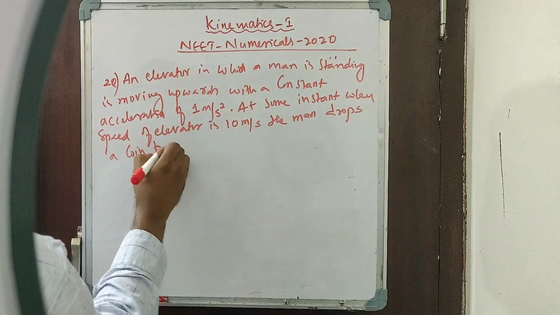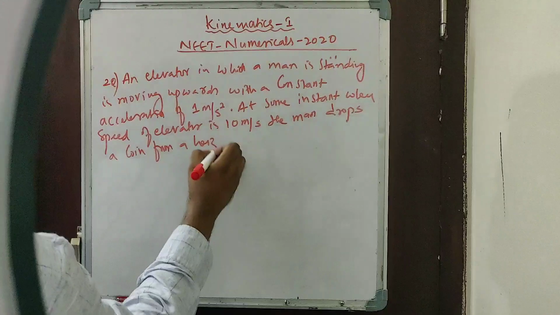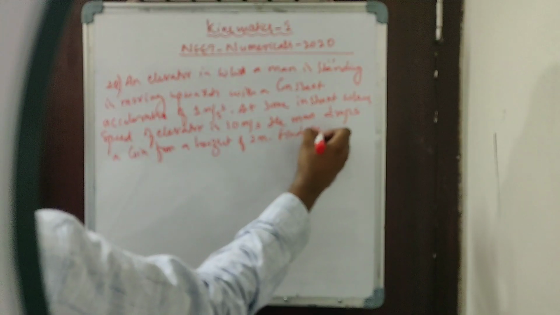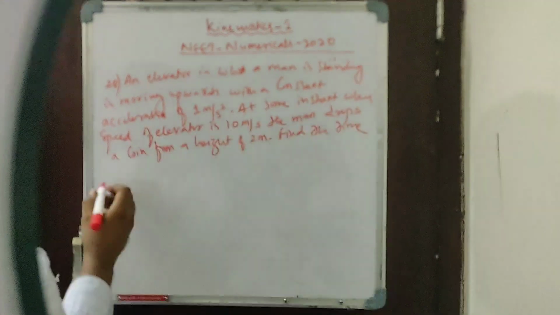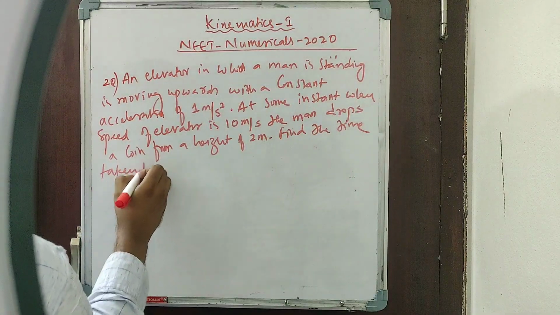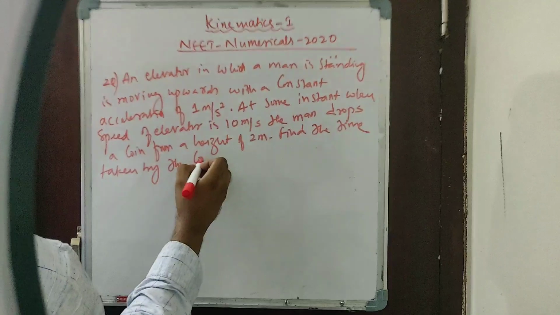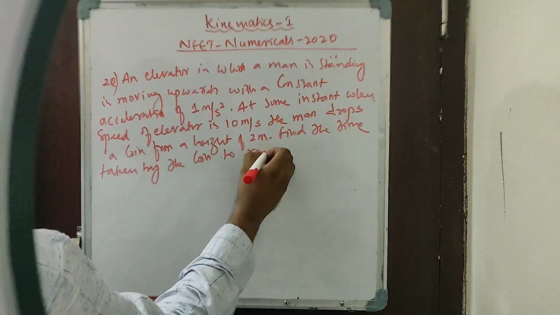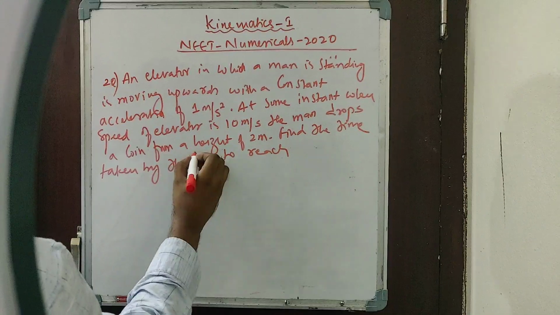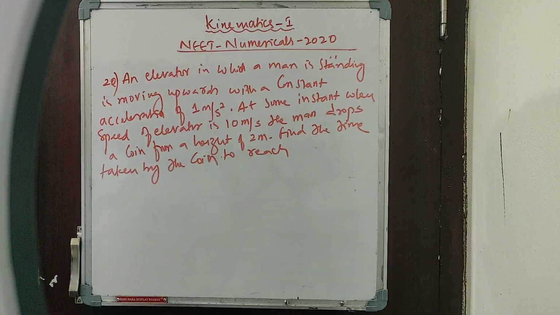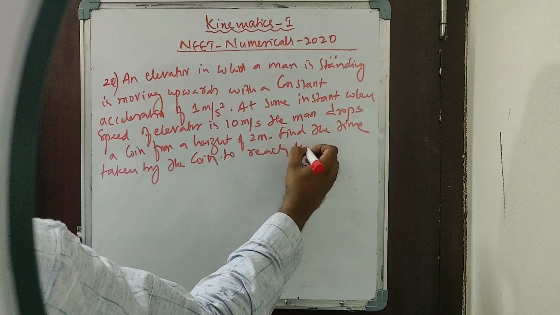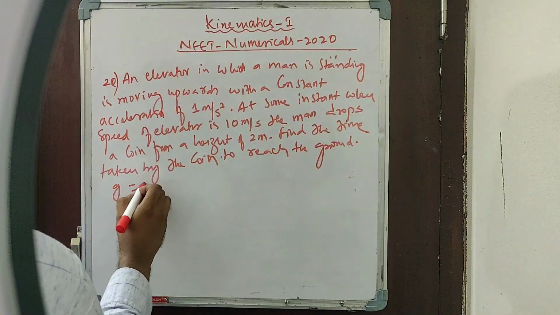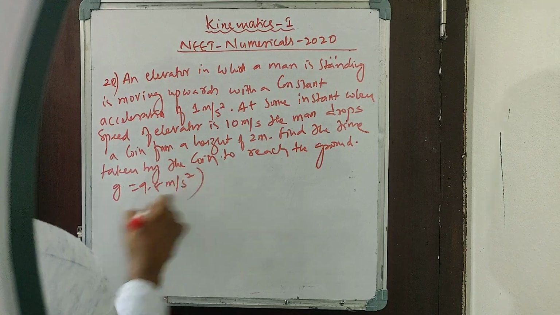The man drops a coin from a height of 2 meters. First off, find the time taken by the coin to reach the floor, or the ground. Take the value of g equal to 9.8 meter per second square.